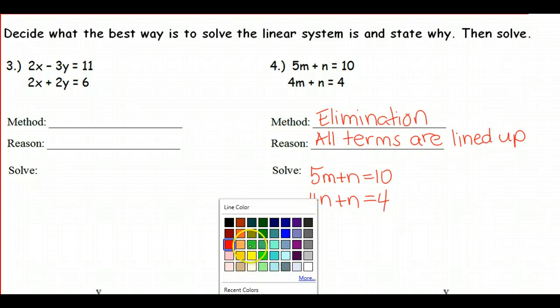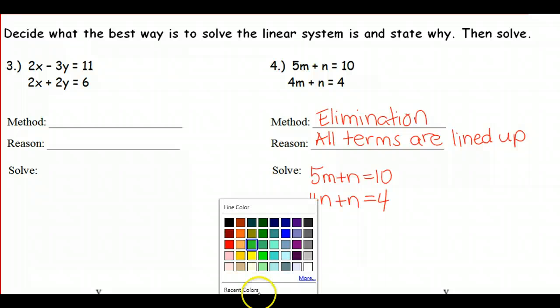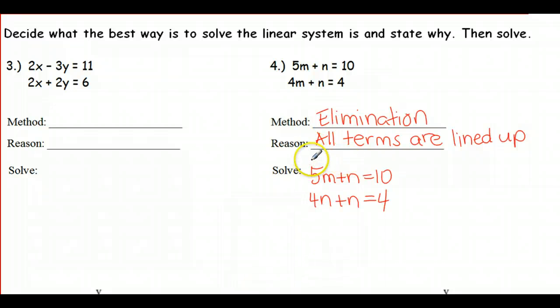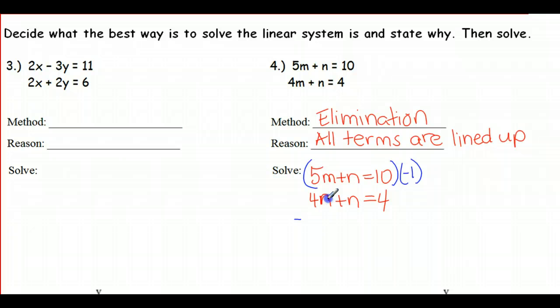Now, if I notice, my variable n both have a coefficient of 1. Just like in the last problem, I can pick one equation and multiply the entire equation by -1. By doing that, both equations will have opposite coefficients. So let's go ahead and multiply the top equation by -1. Ooh, you know what? I just realized they are not lined up. Or did I do something wrong? Oh, I did something wrong. This should be an m. So there we go. Okay, so now I can continue.